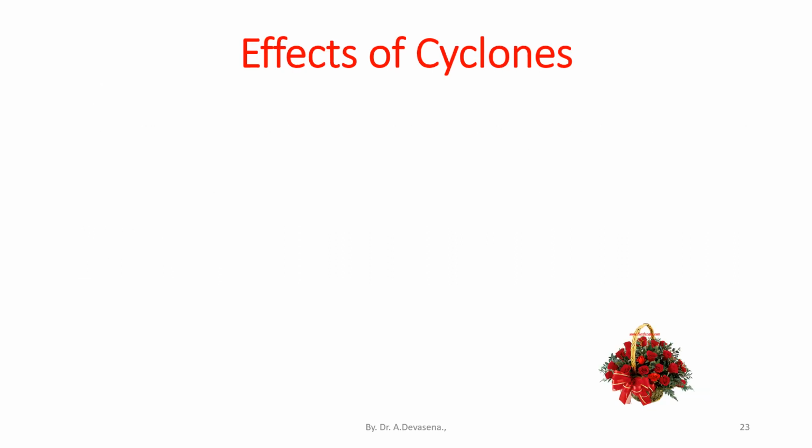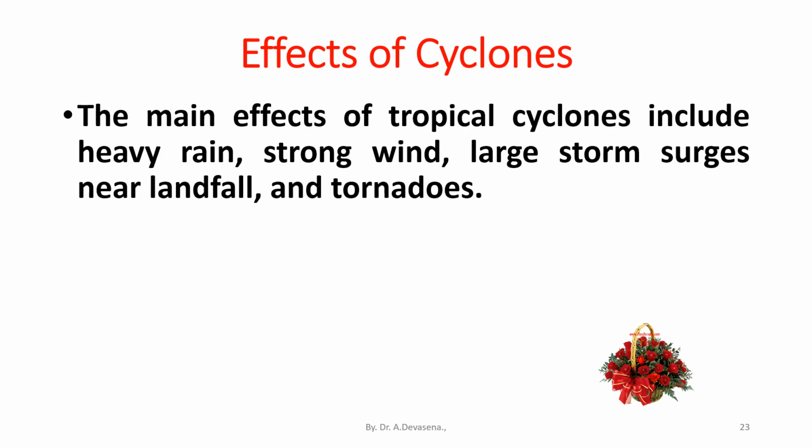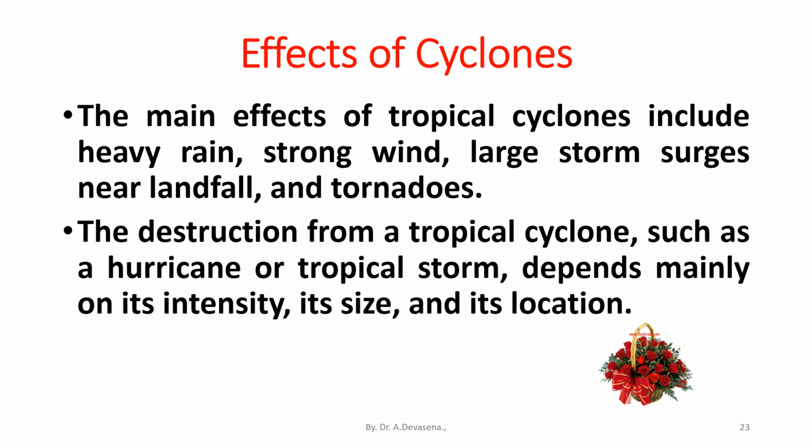Effects of cyclones. The main effects of tropical cyclones include heavy rain, strong wind, large storm surges near landfall, and tornadoes. The destruction from a tropical cyclone, such as a hurricane or tropical storm, depends mainly on its intensity, its size, and its location.